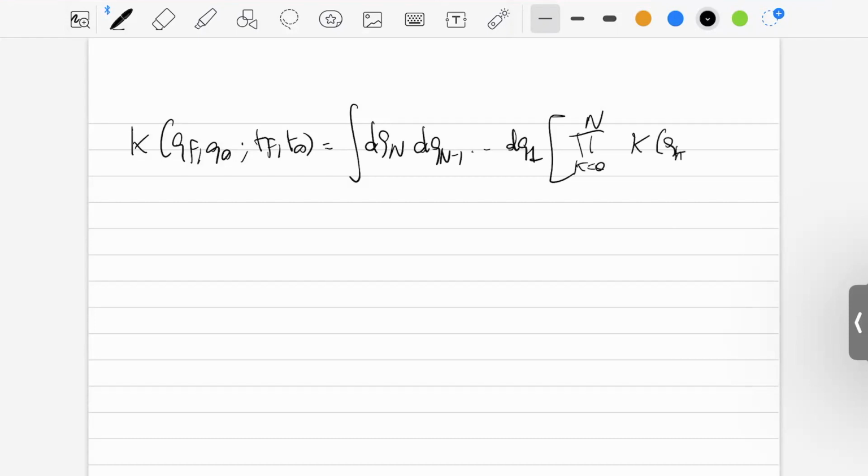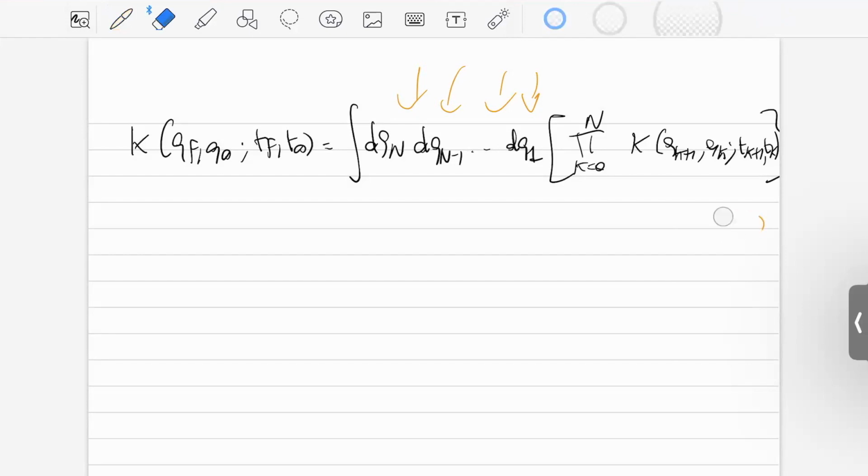So q of k plus 1, qk, tk plus 1, tk. So the total propagator is just the product of the propagators for each interval. And then at the end, of course, we are integrating over all the coordinates, q1, q2, and so on. So this was equation 6.